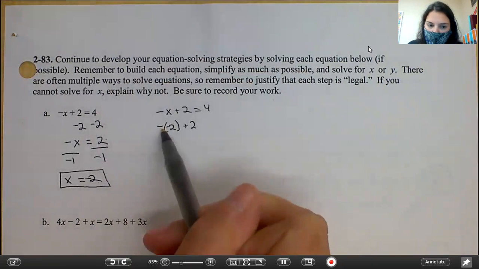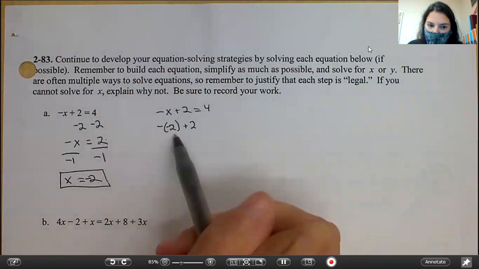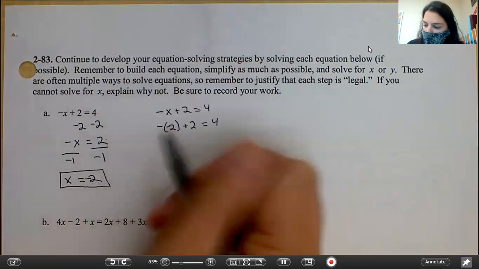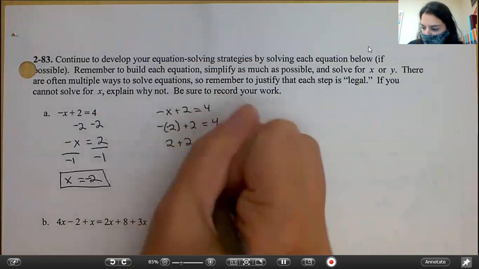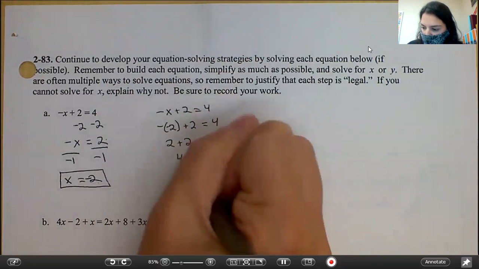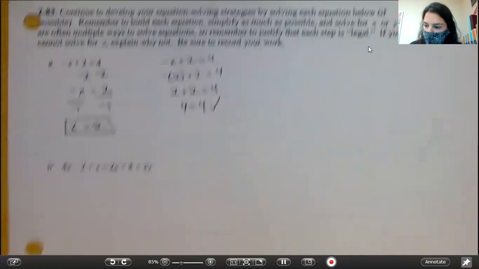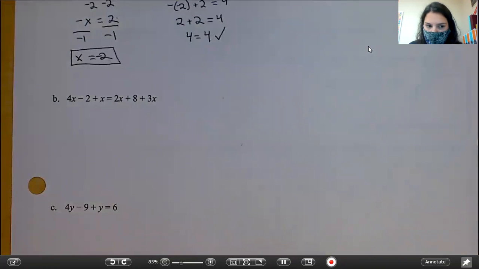So negative 1 times negative 2 plus 2 equals 4. That would be 2 plus 2 equals 4. 4 equals 4. It checks. Moving down to the next one.